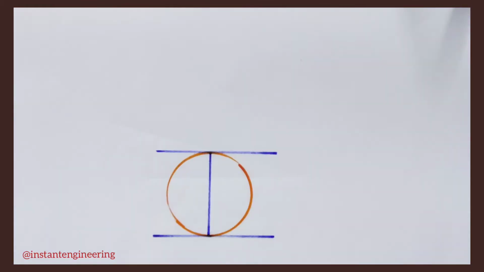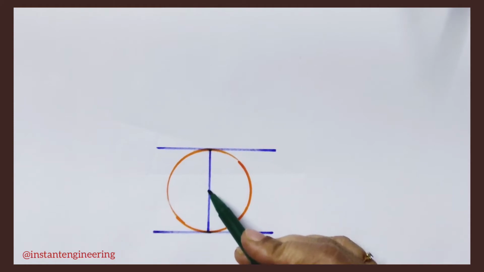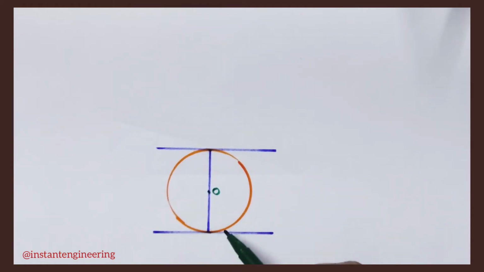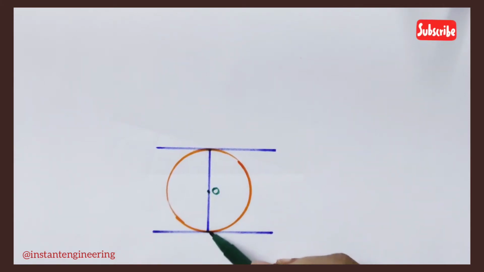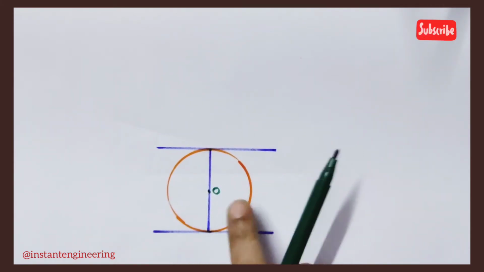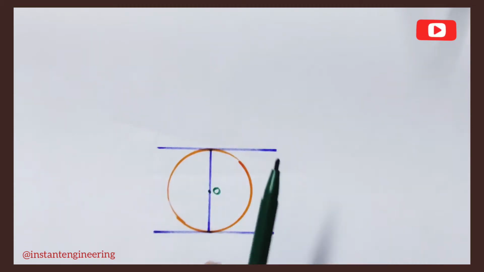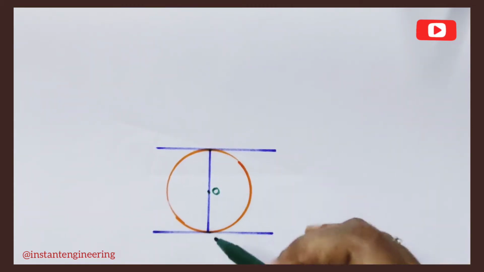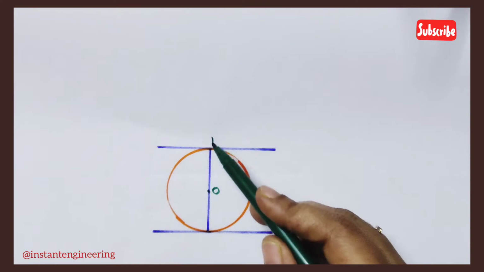Okay, so this is a circle. Consider the central point, the midpoint, as O. Firstly, we will draw a diameter to this one. Diameter is nothing but this blue line. You can draw the diameter like this also. The middle part of the circle, that's a diameter. So name it as A and B.